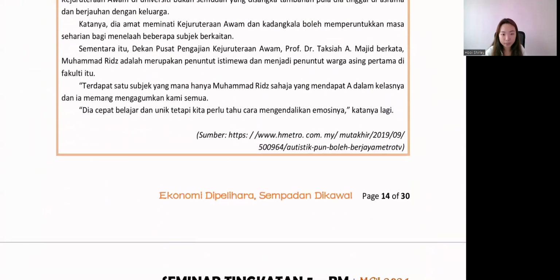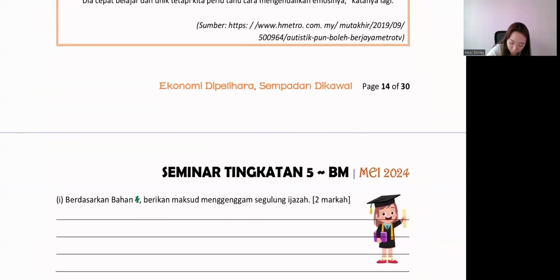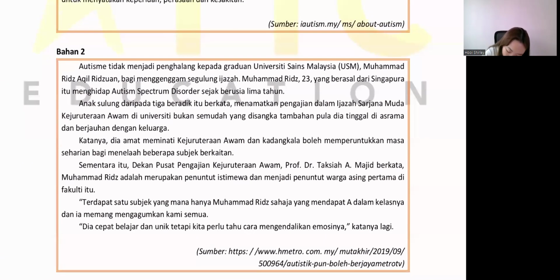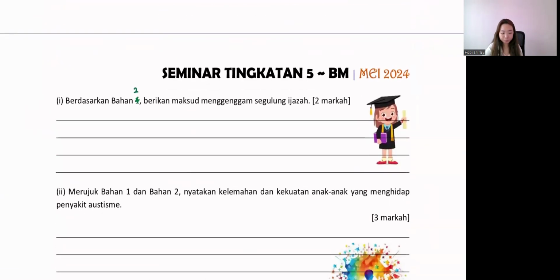Alright. Look at the question. Basically, this is bahan dua, not bahan satu, because it's over here. So it's bahan dua. From these questions here, let's see. Berdasarkan bahan 2, berikan maksud menggenggam segulung ijazah. How are you supposed to answer? Berdasarkan bahan 2, menggenggam segulung ijazah bermaksud. Or berdasarkan bahan 2, rangkai kata menggenggam segulung ijazah bermaksud. Then you write down your answer.